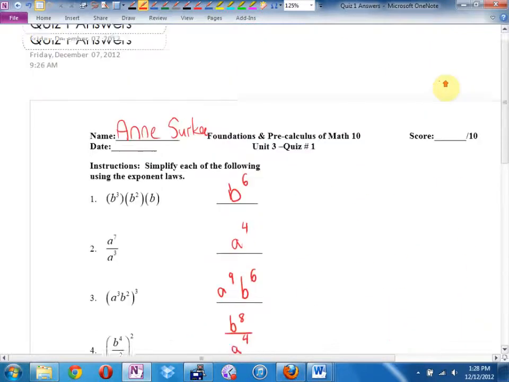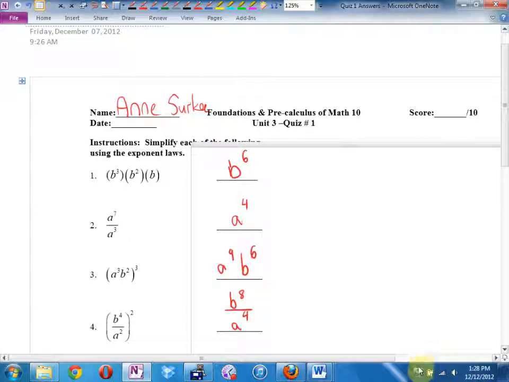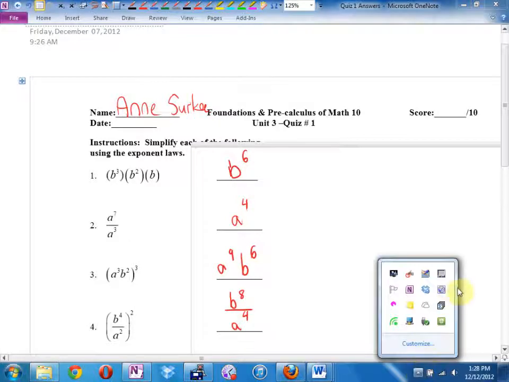Give yourself a score, please, out of, count them, 10. And then pass them inwards.